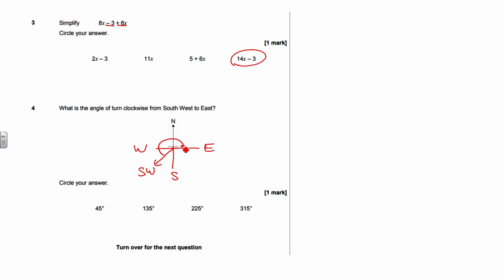Well, I know that each quarter circle here is 90 degrees. So that's 90 degrees, and that too is 90 degrees. Then we've got this part of the turn here, the bit between west and southwest, which is half of 90 degrees, which would be 45 degrees. So the total turn would be 90 plus 90, which is 180, plus 45, which is 225 degrees.